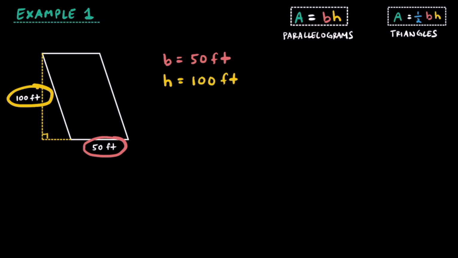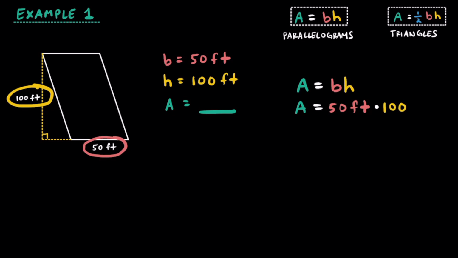What we're going to be doing is we're going to search for the area, or capital A. To find the area of this parallelogram, we're going to use the formula capital A, or area, is equal to the length of the base, or lowercase b, multiplied by the height, or lowercase h. Now, we don't know the area, so we can just leave that as capital A, and say that capital A is equal to the base, which is going to be 50 feet. We'll substitute that in, so we'll have 50 feet multiplied by the height, and we're going to substitute in that value of 100 feet.